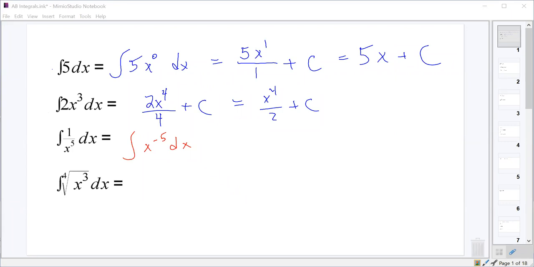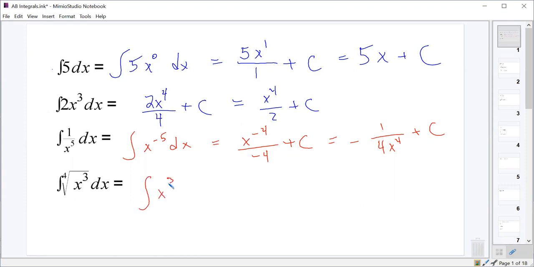And then how would we integrate that? It's still just a power, right? So negative 5 goes up to become negative 4, and we divide by negative 4 plus a constant. Or we could say negative 1 over 4x to the 4th if we wanted to. Either one of those would be fine. Good or no? Yeah. Good. All right, and what about this one?